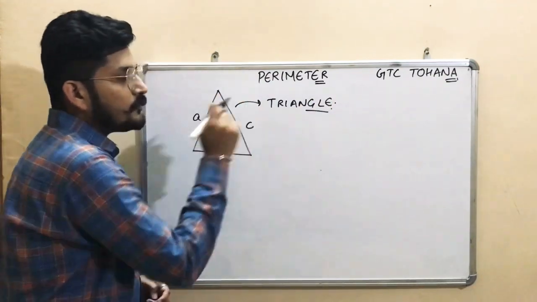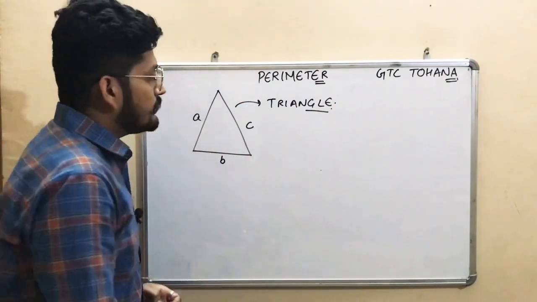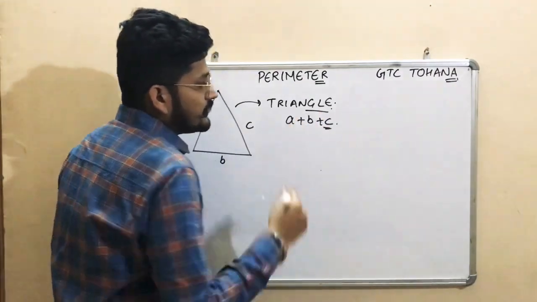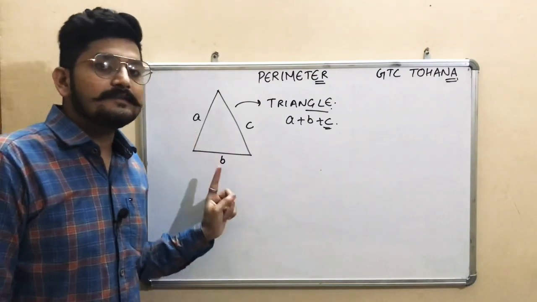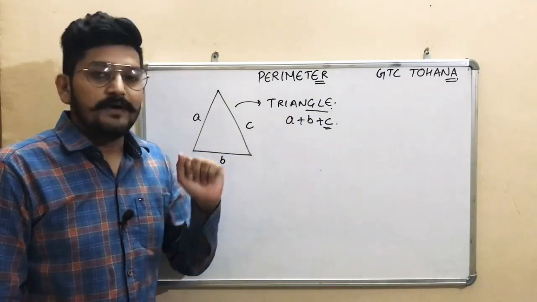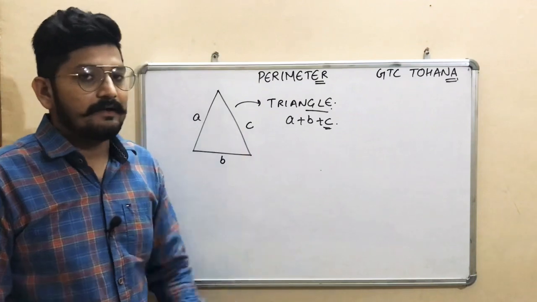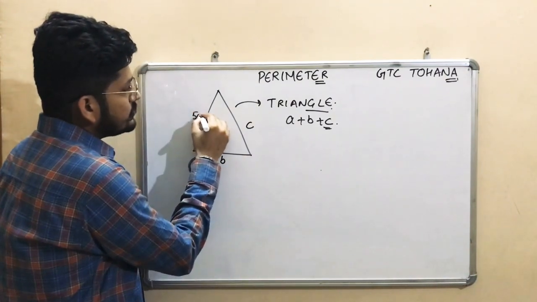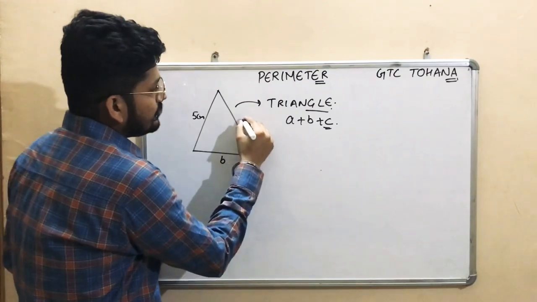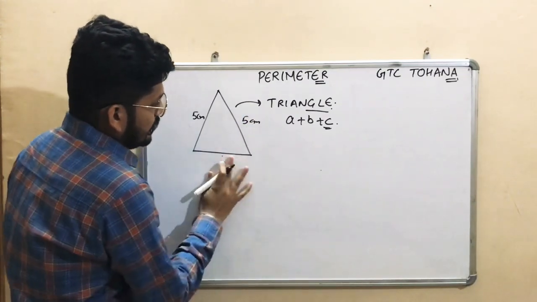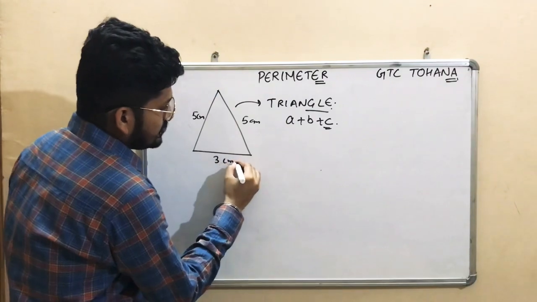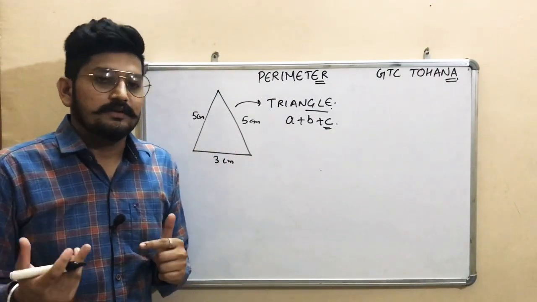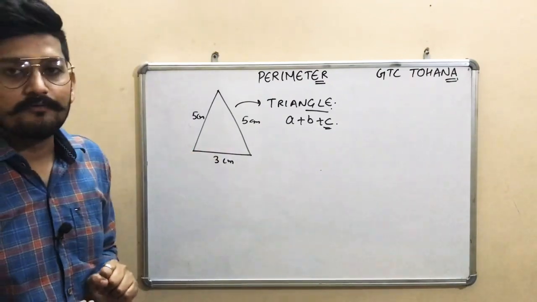Let us suppose you have to find the perimeter of this triangle. Then the perimeter is simply A plus B plus C. Just simply you have to add these three sides. You will get the perimeter of the triangle. Let us suppose this value is 5 centimeters, this value is 5 centimeters, and this value is 3 centimeters. This will be given in your question. Now you have to find the perimeter of this triangle.